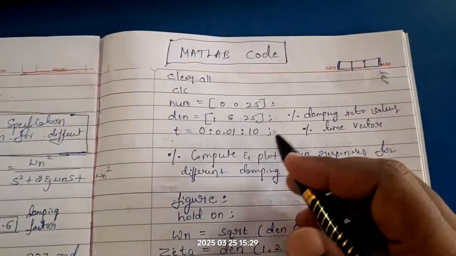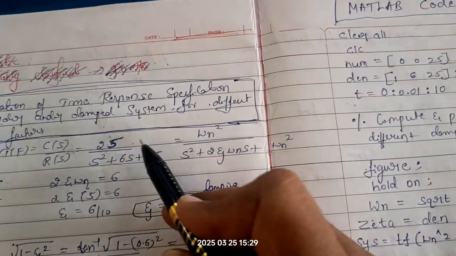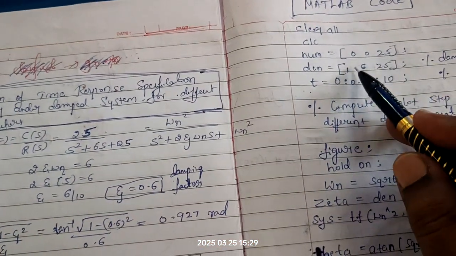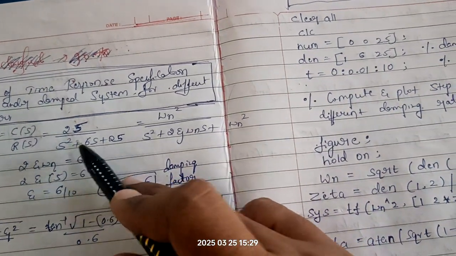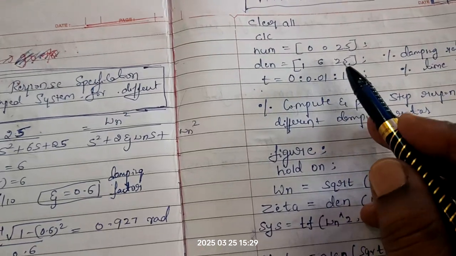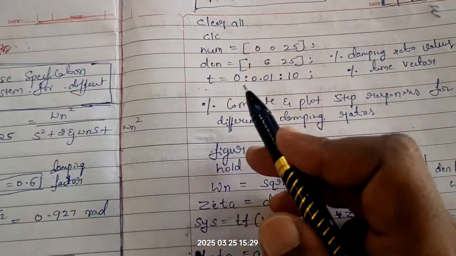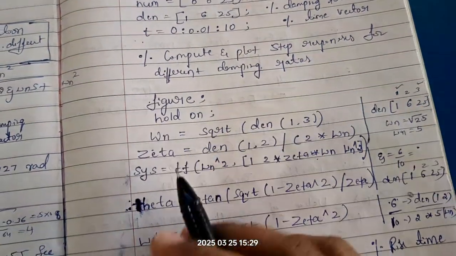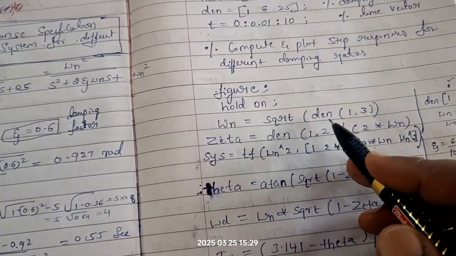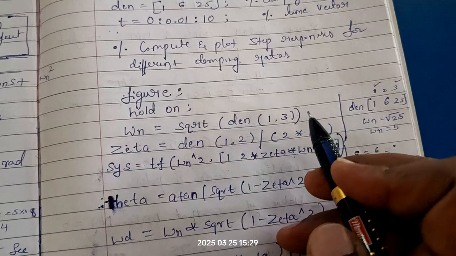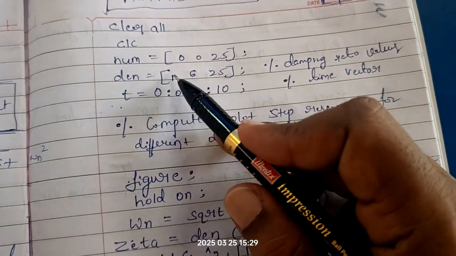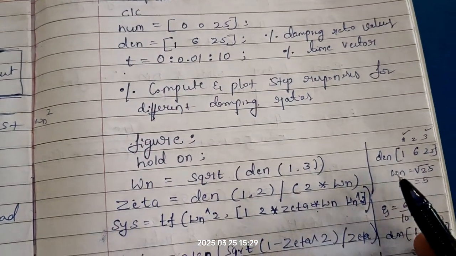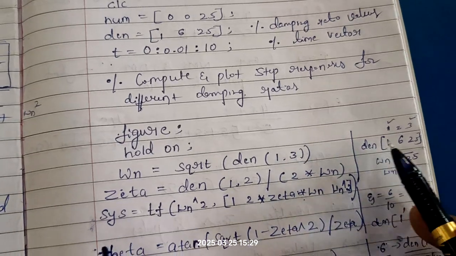So we will see the Matlab code. First the numerator is 0 0 25. You can observe there is no coefficient of s square and s, so it is only 0 0 25. Then the denominator coefficients are 1, 6, 25. The time vector is given from 0 in steps of 0.01 up to 10. Then we compute the plot, with hold on. What is wn? Just look at this: square root of denominator 1 comma 3. Denominator 1 comma 3 means this element, 25. So the square root of 25 is what we have here.